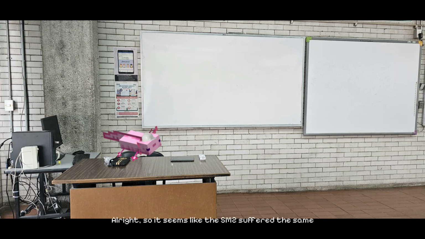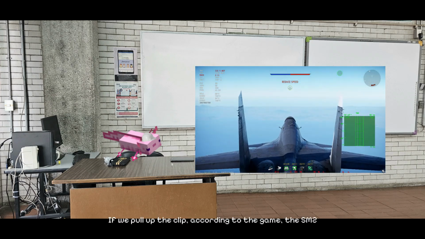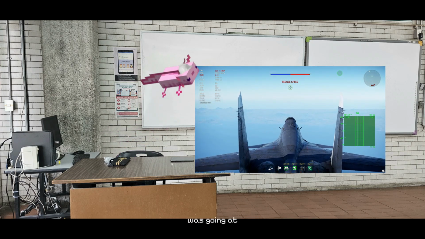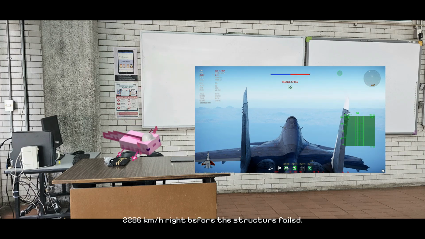Alright, so it seems like the SM2 suffered the same fate as the previous one, but this time the SM2 was able to go way faster than the previous attempt. This was expected because we calculated a theoretical top speed of 2,323.807 kilometers per hour. If we pull up the clip, according to the game, the SM2 was going at 2,286 kilometers per hour right before the structure failed.